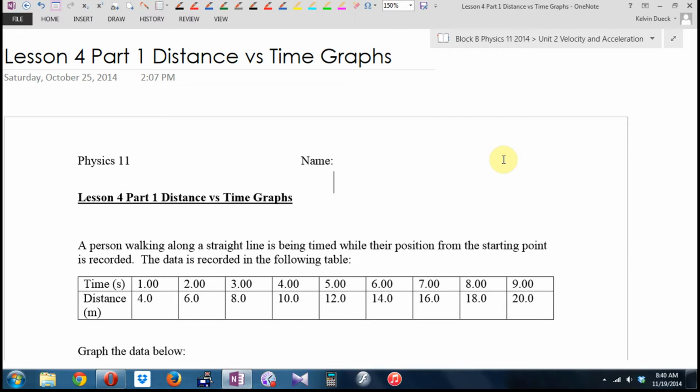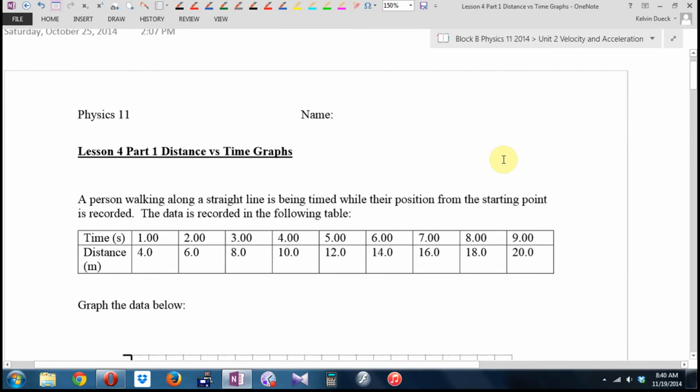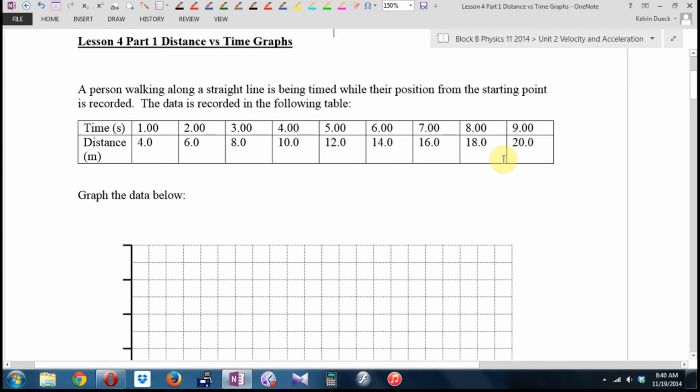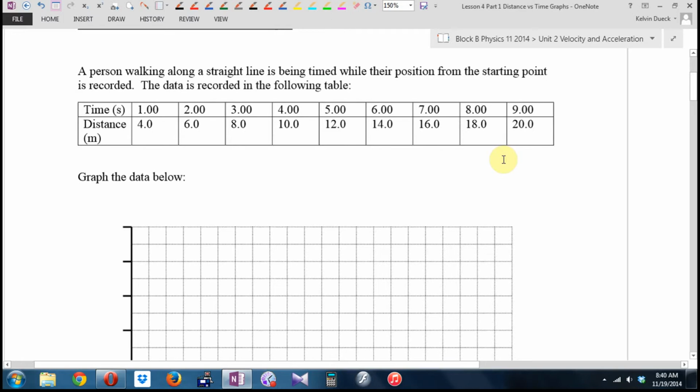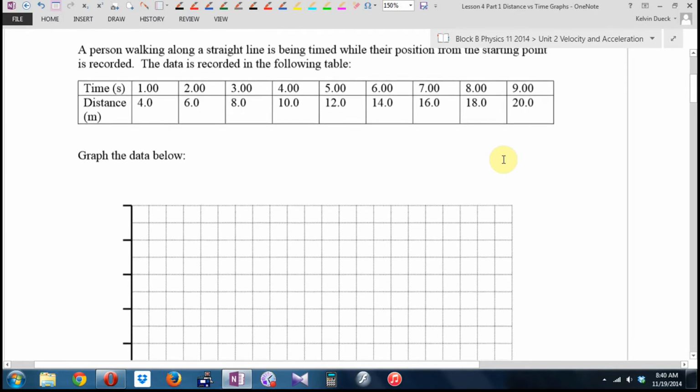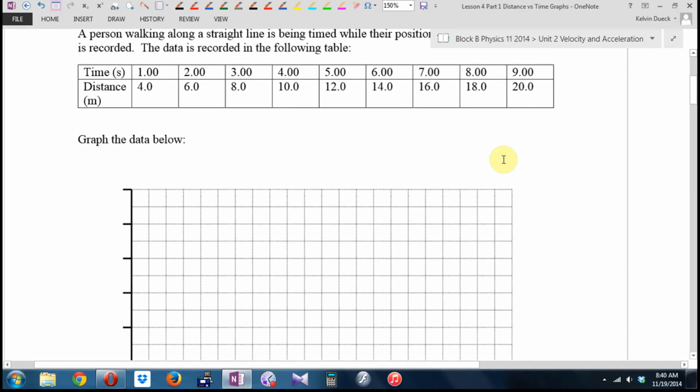So what we're looking at today, Spencer, are distance versus time graphs. Time will go on the x-axis because 99% of the time goes on the x-axis. Distance will be on the y-axis. So I made up some data. A person is walking along a straight line. You notice how I'm including some vector direction in there just so I don't have to deal with it. And they're being timed while their position from the starting point is recorded. The data is recorded in the following table.